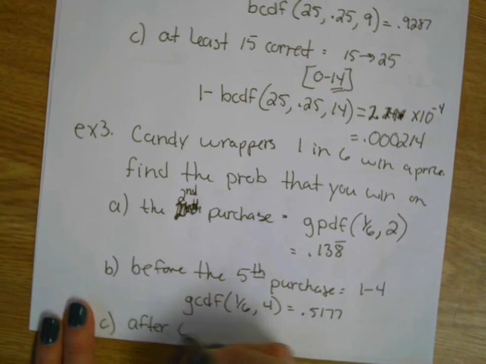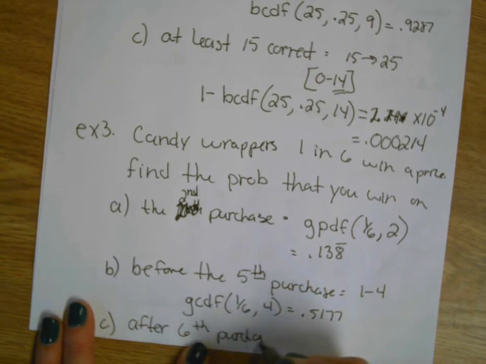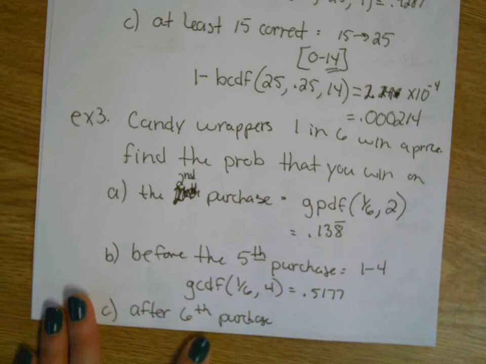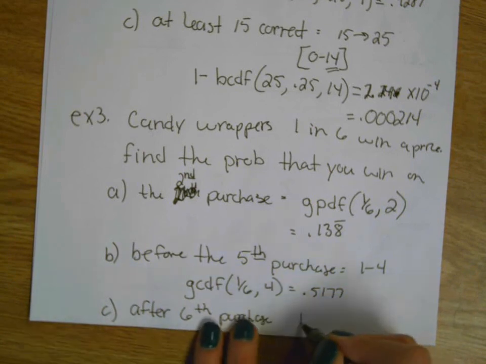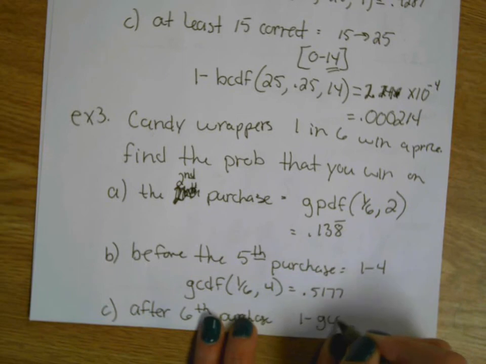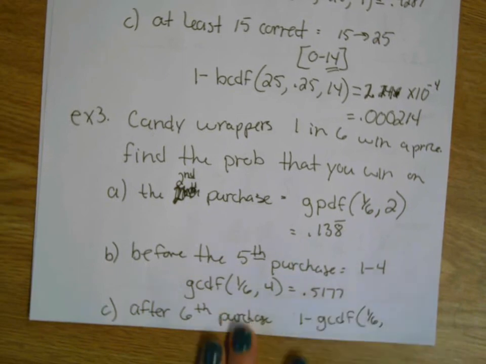And then our very last one: after the 6th purchase. You expect to win 1 in 6, but what's the probability that you don't win and it happens sometime after the 6th? So how do we get this one? 1 minus geoCDF, 1/6. What's the last one we want to subtract off? The 6th.